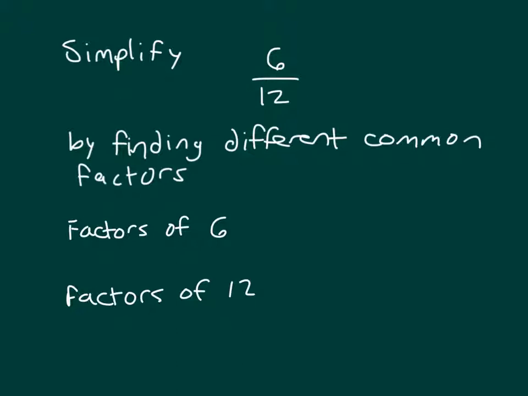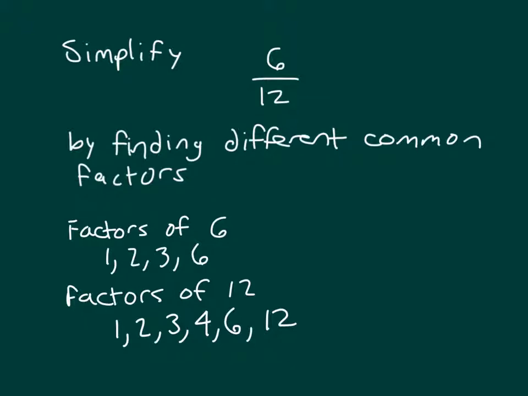First, let's list the factors of 6. We have 1, 2, 3, and 6. Next, let's list the factors for 12. Those factors of 12 are 1, 2, 3, and then what? 3 goes with 4, 2 goes with 6, and then we also have 12.